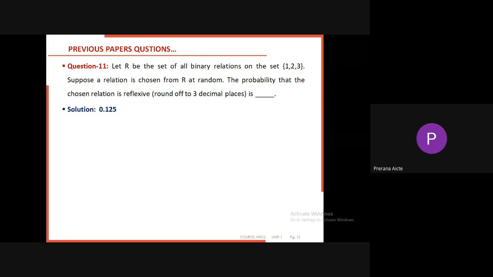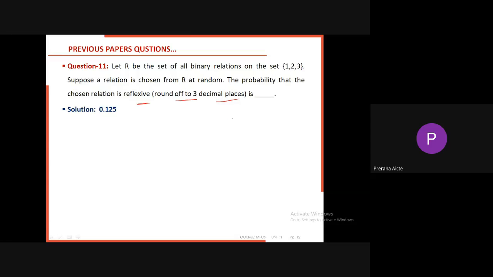Next, the 11th one. Let us see here. The problem is given like this. Let R be the set of all binary relations on the set {1, 2, 3}. Suppose a relation R is chosen from it at random. What is the probability that the chosen relation is reflexive? He is asking to round off the value to 3 decimal places.